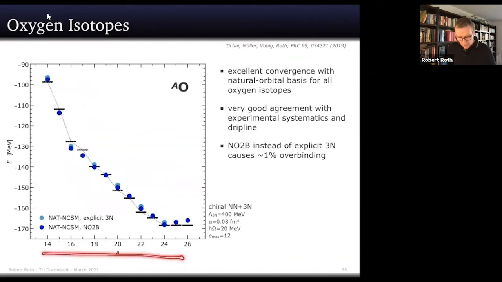Here's mass number for these oxygen isotopes, ground state energy again. The bars are the experimental ground state energies for even and odd isotopes. And the blue points are the results of these NCSM calculations with a natural orbital basis. There are two types of points. The light blue points really use the full Hamiltonian with all the terms that come from the three-body force. And the dark blue symbols use something that we call the normal-ordered two-body approximation. What this is, I will discuss in a minute in connection to the medium mass methods.